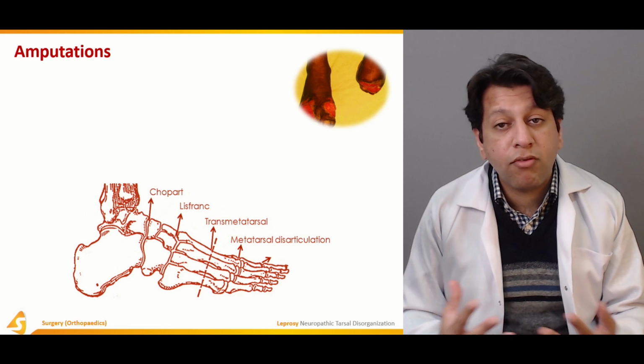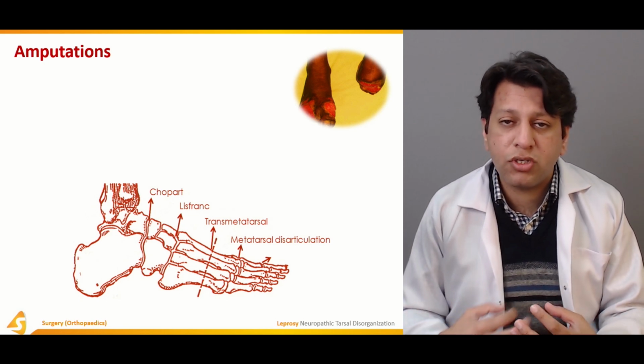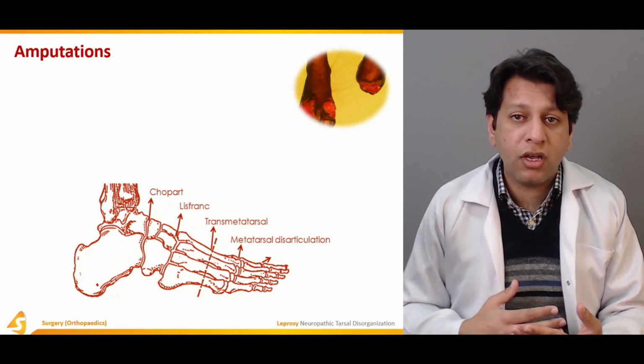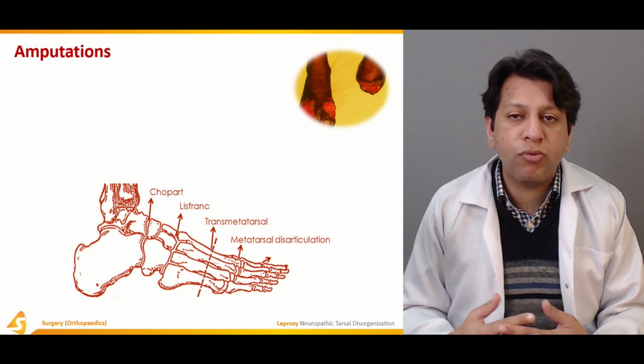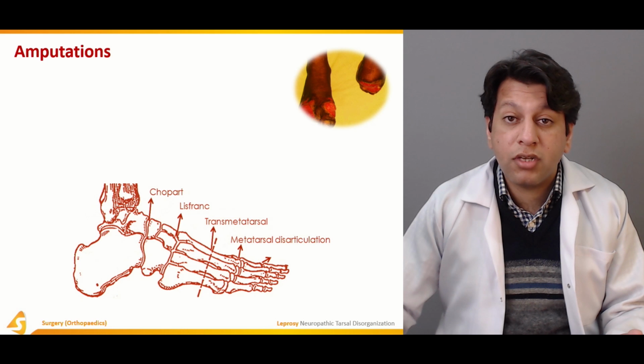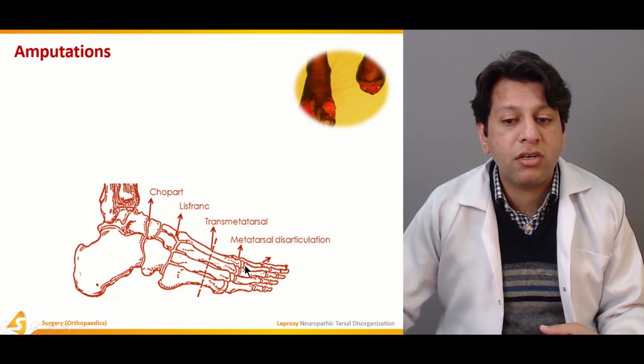Therefore, sometimes we have to go for amputation as well, because the bone and the soft tissue are necrotized to a level that it cannot be salvaged. Therefore, we may have to eventually move towards amputation. Different types of amputations are available. In the case of the foot and ankle, it could be simply a metatarsal disarticulation.